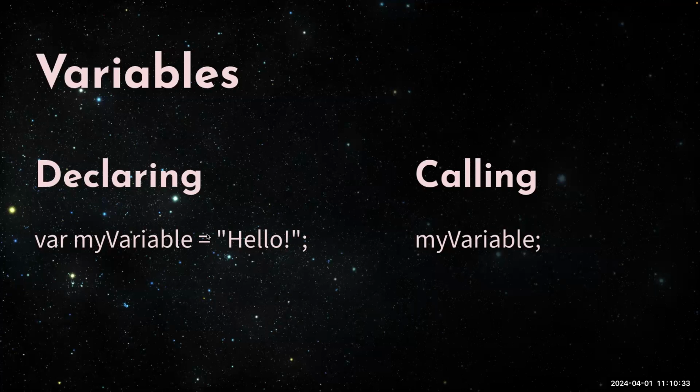And then the equal sign just sets it equal to some sort of a value. So in this case, I created this variable called my variable, and I assigned it a value of hello, exclamation point. And similar to CSS, we end our JavaScript with our semicolon. Now, later on, when you want to use that value of hello, you just have to type in the name of this variable and then the semicolon. And we'll play around with variables later too.